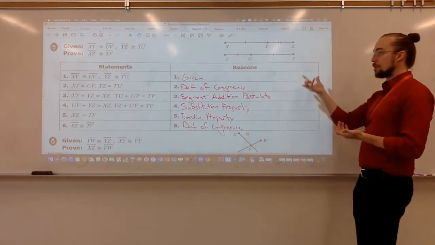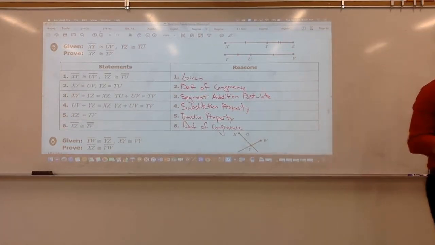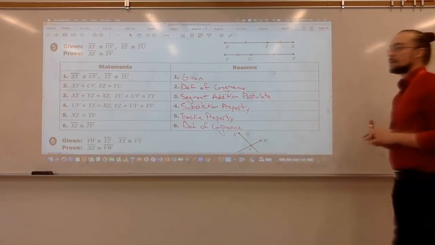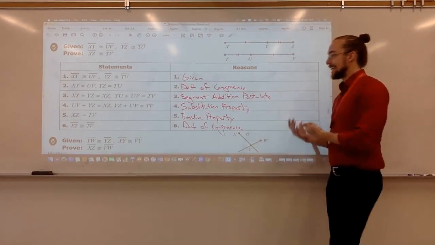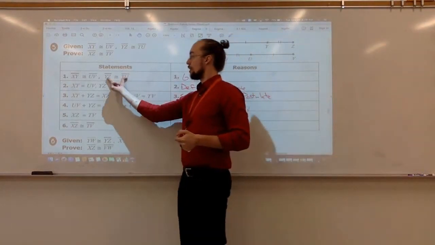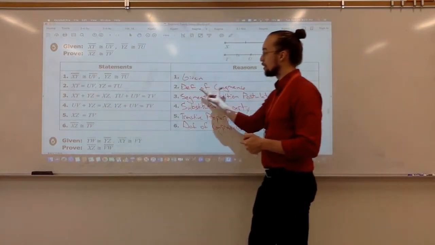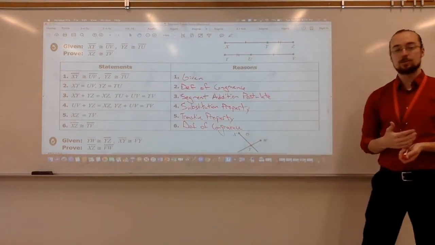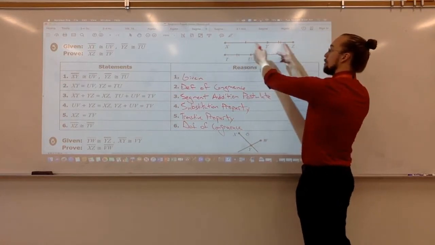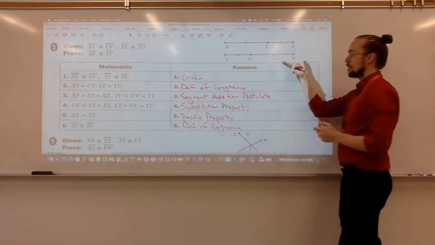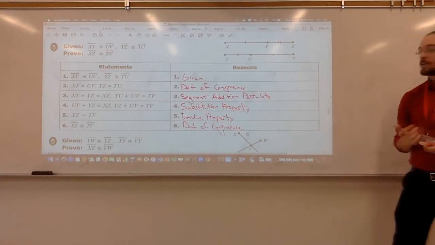Alright, I think most of you are close to, if not done with number 5. So take a look up here at what I have for number 5. Obviously the first line is given. Then all they did was say, well, if the segments are congruent, the lengths are equal, so that's definition of congruence. Then they used the segment addition postulate to say XY plus YZ equals XZ. Same thing for this segment.